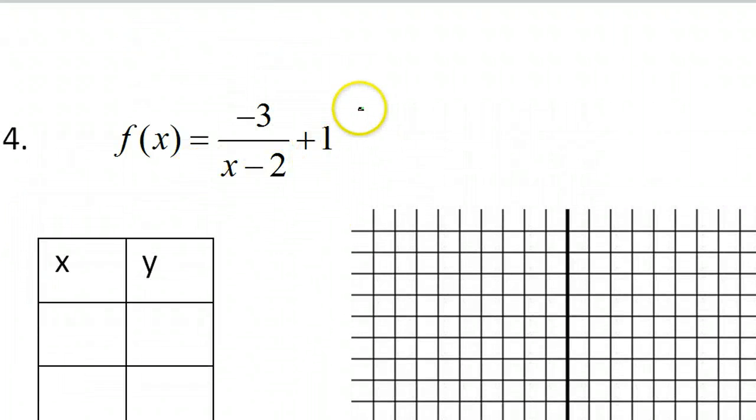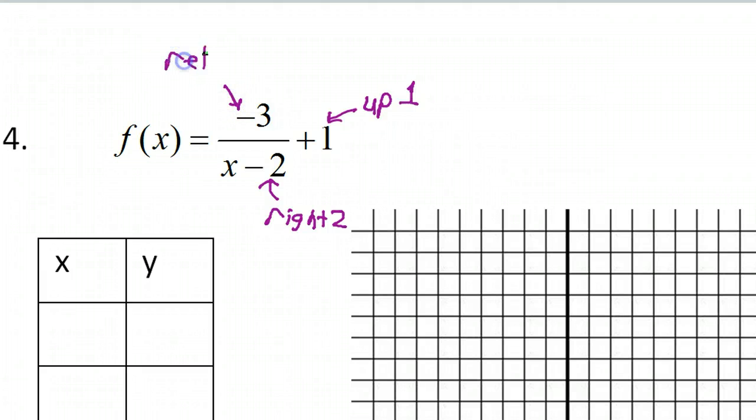Alright, let's talk about the transformations on number 4. This 1, compared to the parent function, will be up 1. This minus 2 will send us to the right by 2. Notice it's the opposite of what you would normally think. This negative sign right here is going to be a reflection.